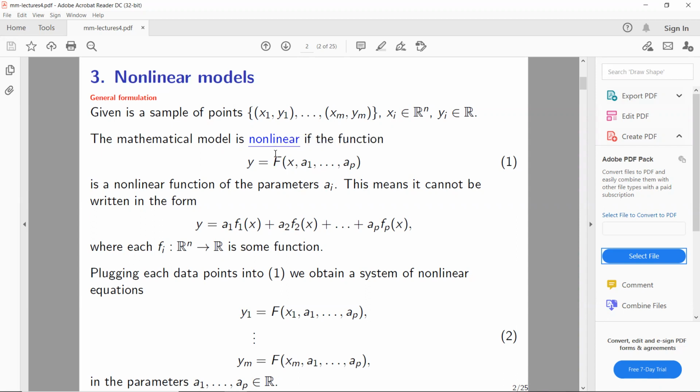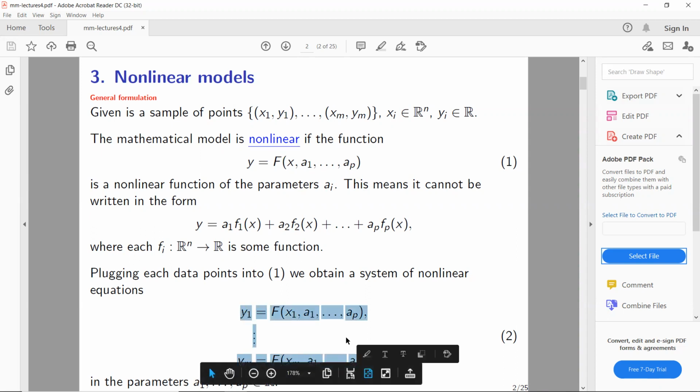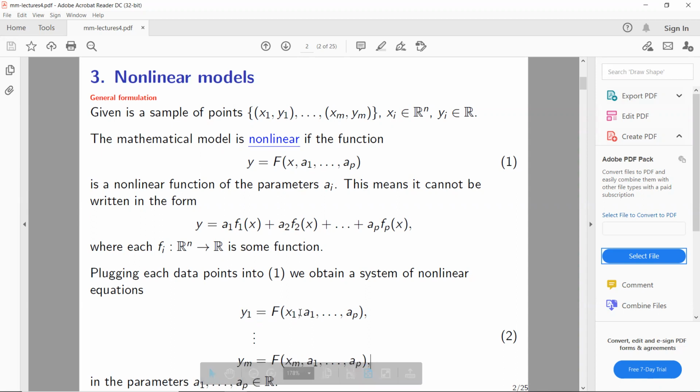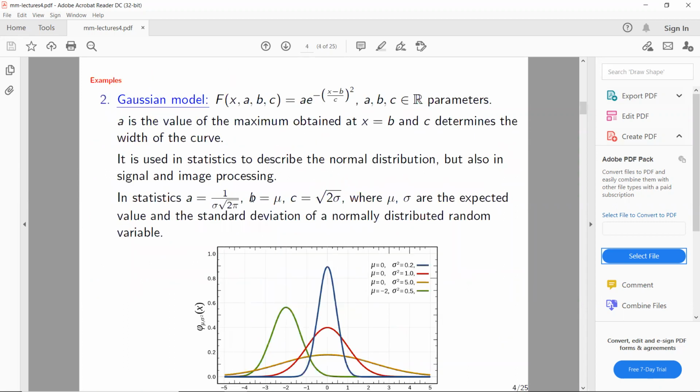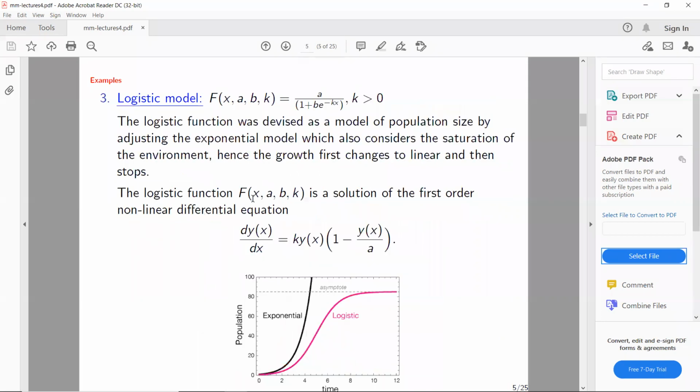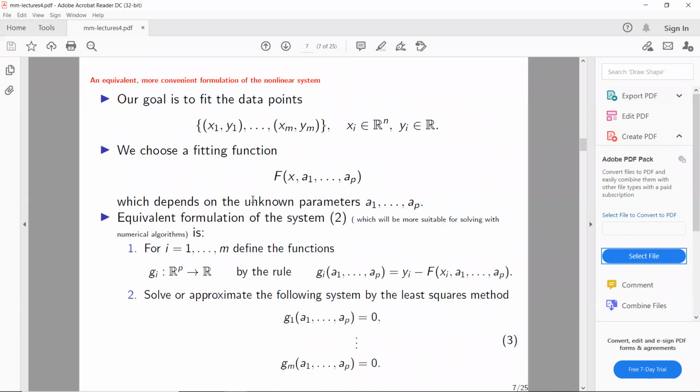And since we want this function to fit our data, we get a bunch of equations. They're written here. So F evaluated at the point xi and with these parameters should be equal to yi. Here we had a few examples. We won't go over them again. And then we started studying how to solve such a system.